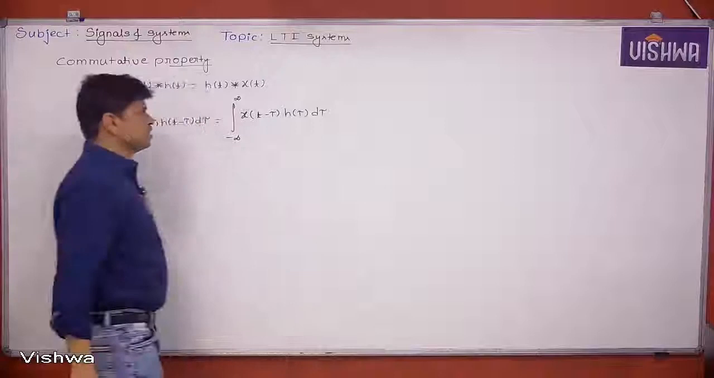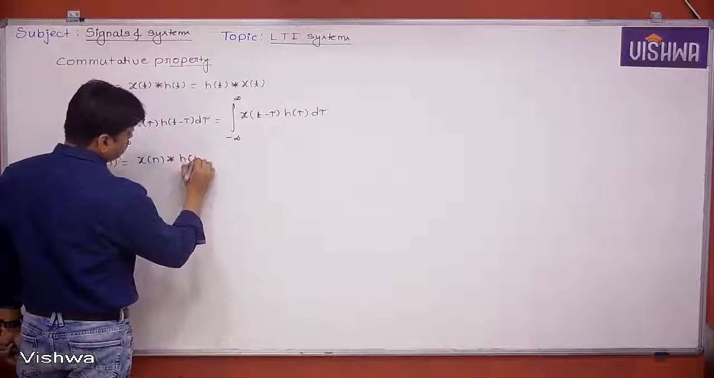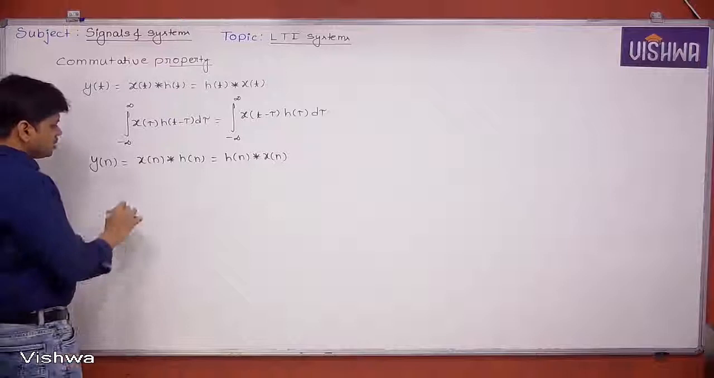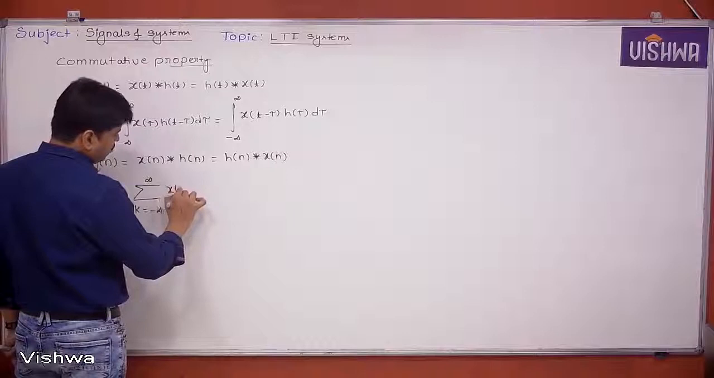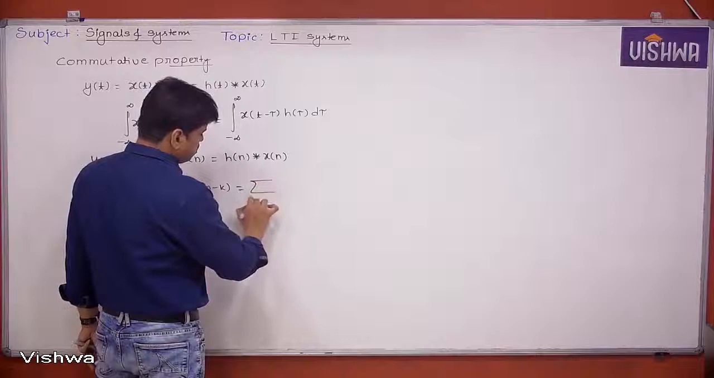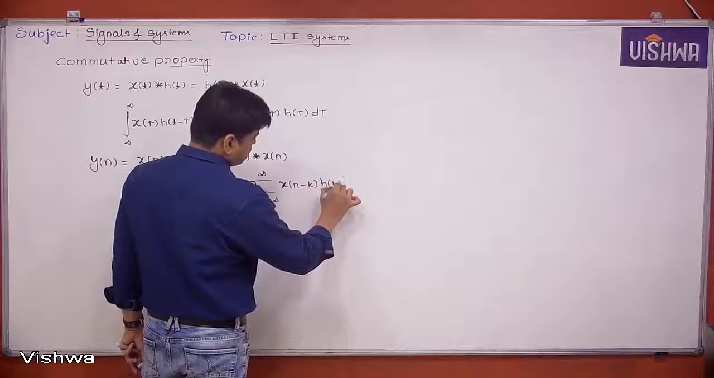In a similar manner, for the discrete time case, y of n is equal to x of n convolution with h of n. This is also equal to h of n convolution with x of n. Here, x of n convolution with h of n has the formula summation k equal to minus infinity to infinity of x of k h of n minus k. But if you shuffle them, this gives summation k equal to minus infinity to infinity of x of n minus k h of k. So this is what is called the commutative property.